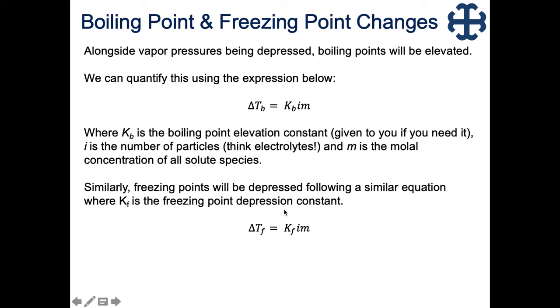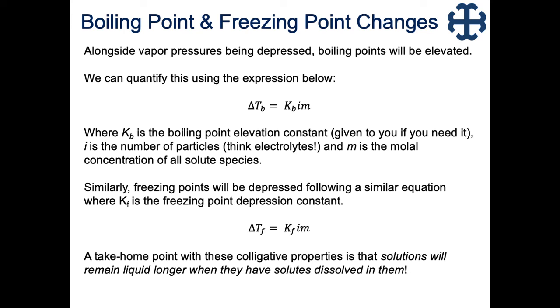You'll notice this equation looks very similar for freezing point, where we have a change in our freezing point temperature, a depression, where we take a different constant, so this is a constant related to the freezing point, and then multiply it by the number of particles in solution and the molality of that solution. Okay? Take-home point here is that with these colligative properties, all of our solutions will remain in the liquid phase longer when they have solutes dissolved in them.